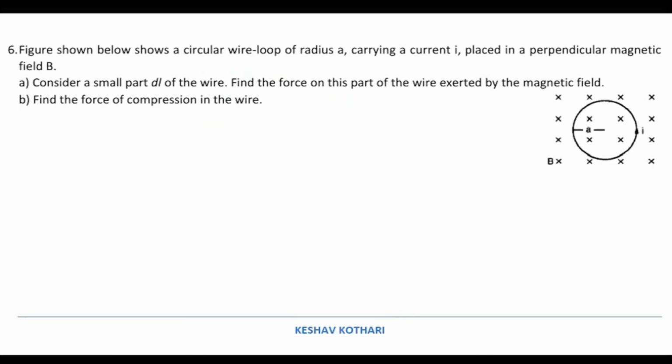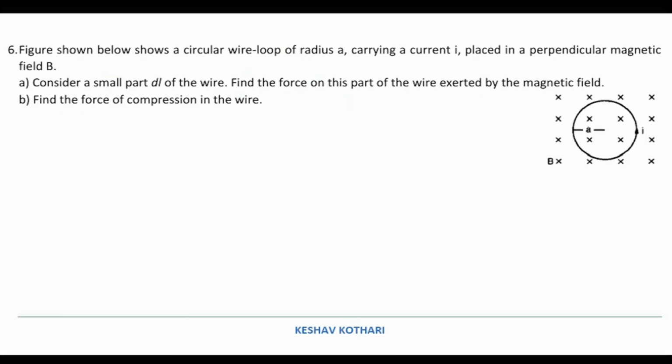The figure shown below shows a circular wire loop of radius A carrying a current I, placed in a perpendicular magnetic field B. Consider a small part dl of the wire. Find the force on this part of the wire exerted by the magnetic field, and then find the force of compression in the wire.